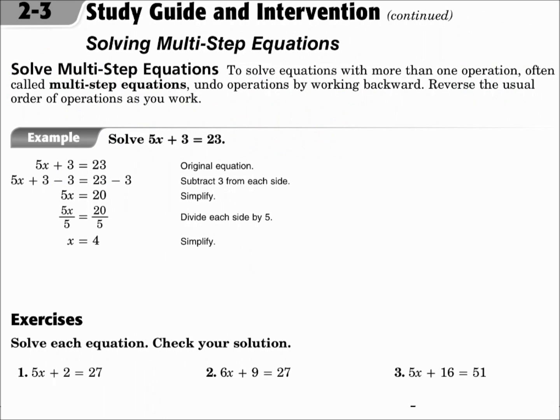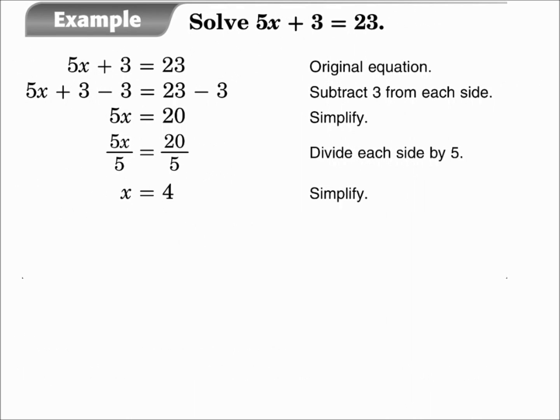For multi-step equations, they're equations that involve more than one operation. Undo all of the operations by doing the opposite operation. For example, solve 5x plus 3 equals 23. Well, start by getting rid of the 3. Since the 3 is added, subtract it from each side.